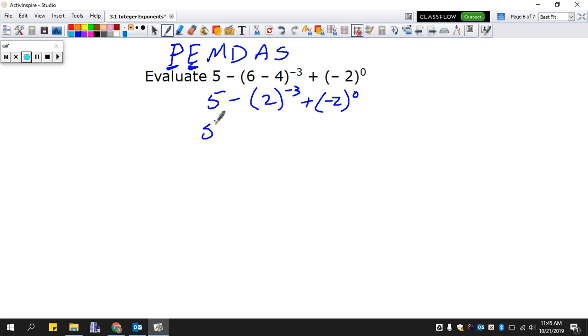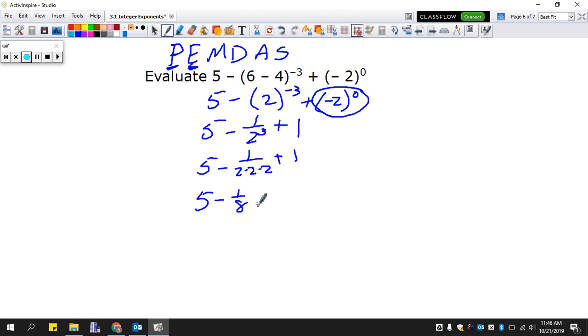So this turns into 5 minus 2 to the negative 3, turns into 1 over 2 to the third, plus 2 to the 0. Remember that this negative 2, anything raised to a 0 power is simply 1. All right. Then we're going to continue with the exponents. 5 minus 1 over 2 to the third power, which is 2 times 2 times 2, or 8, plus 1. So it's 5 minus 1/8 plus 1.